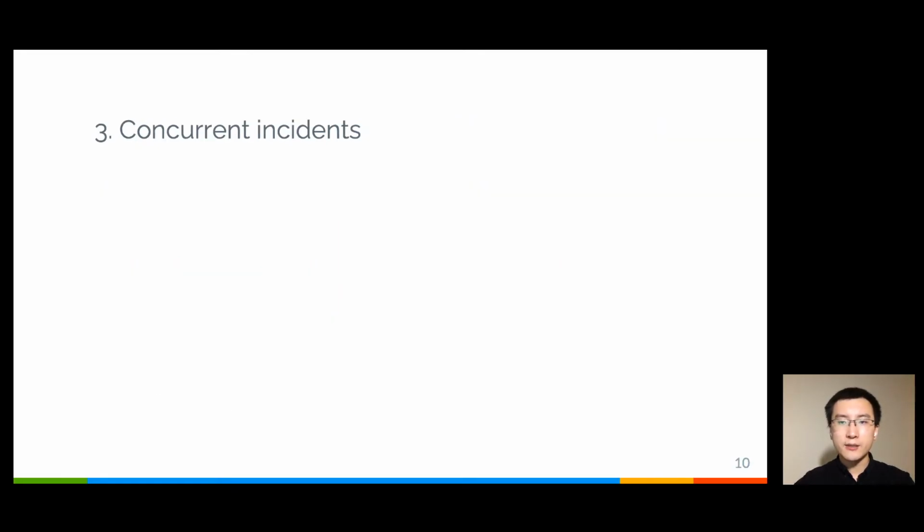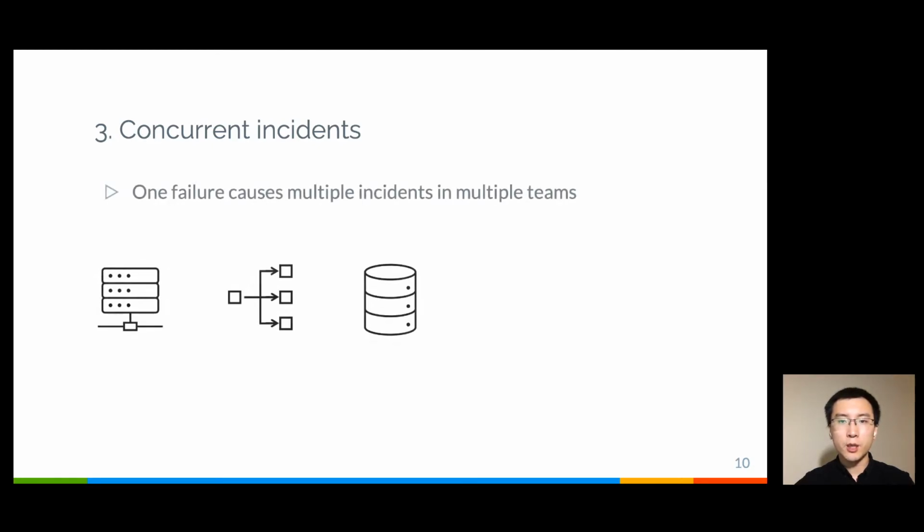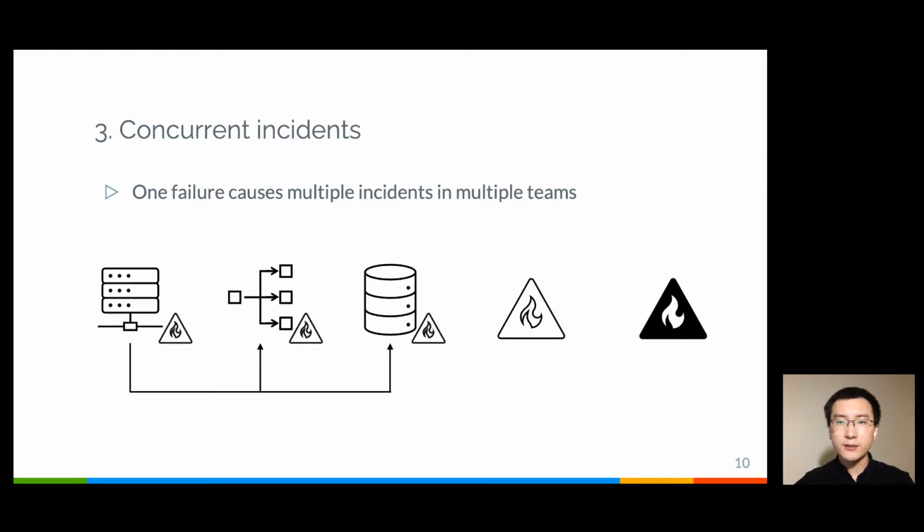Thirdly, concurrent incidents are hard to isolate. Sometimes the same issue may trigger multiple incidents, one for the component at fault and one for each service that depends on the component. But before the root cause is discovered, all the affected teams have to investigate the problem in parallel. On the other hand, if two incidents are concurrent but not related, operators may mistakenly link the two, which causes misrouting as well.